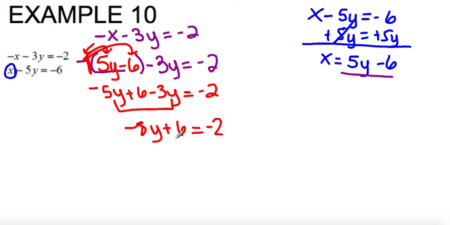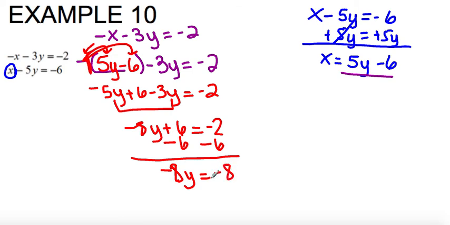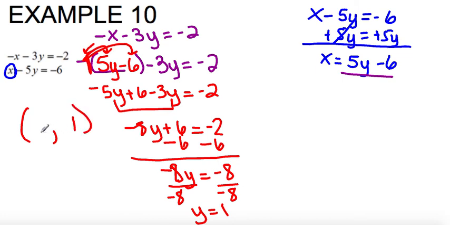I have to get y by itself, so I subtract 6 on both sides. I have negative 8y left over equals negative 8. To get y by itself, I divide everything by negative 8. So y equals positive 1. That's half of my answer. Positive 1 for y. I still have to find x.